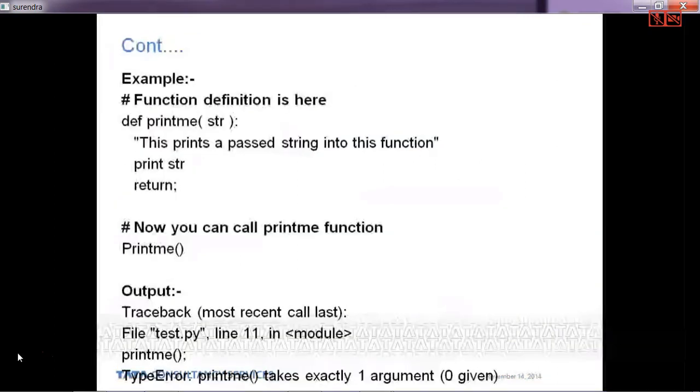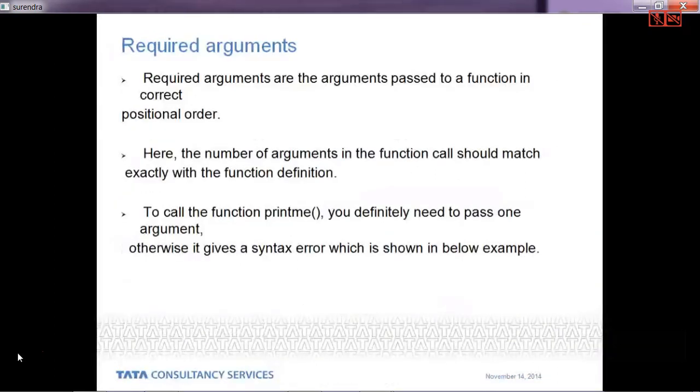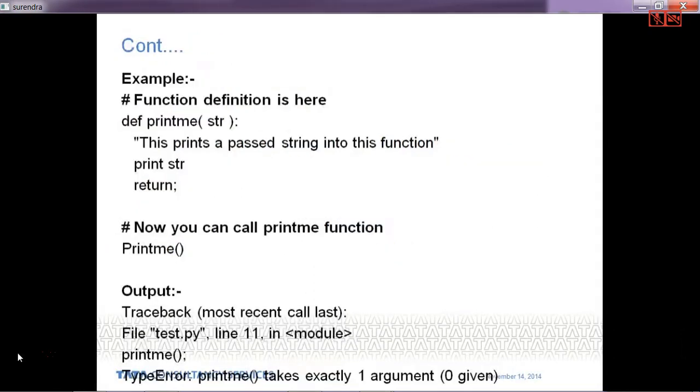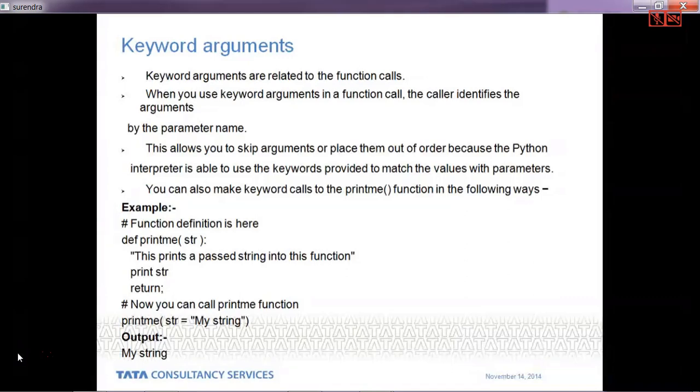Now everyone got to know what a required argument is. Then we will move on to the next type of argument, keyword arguments. This is also an important one. Keyword arguments are related to function calls.